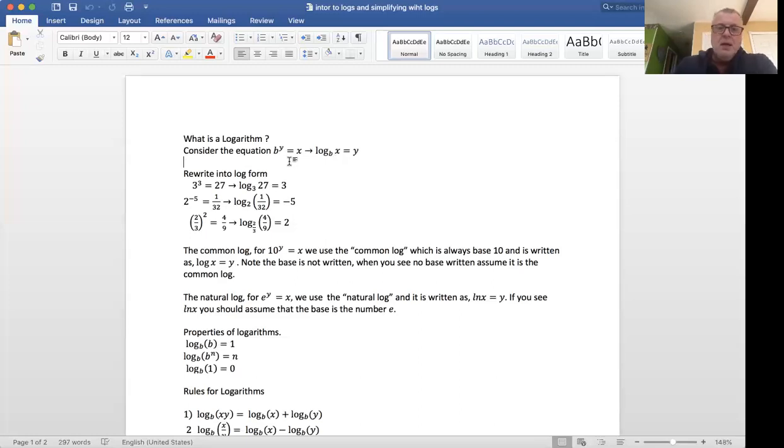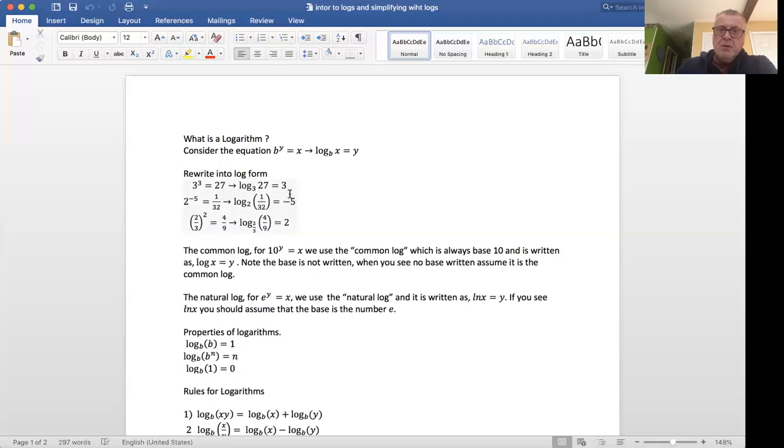Okay? And so it's always the log, of whatever base we have, of the result in this exponential equation, equals the exponent. So we should be able to take something that's written in exponent form and write it in log form. So 3 to the third equals 27 would mean log base 3 of 27 equals 3. Similarly, 2 to the minus fifth equals 1 over 32 would mean log base 2 of 1 over 32 equals minus 5.